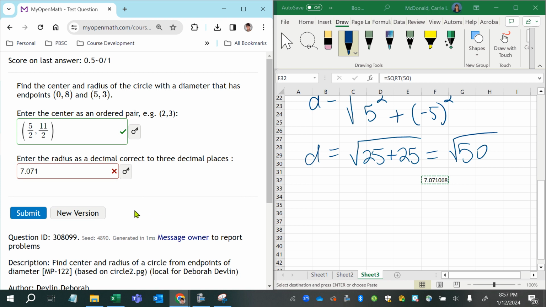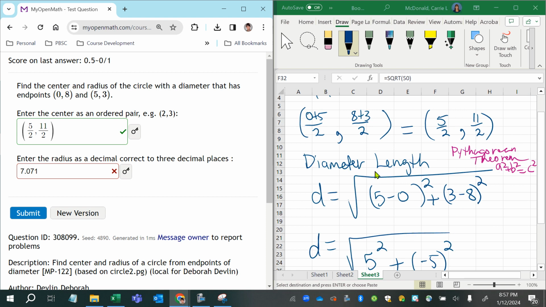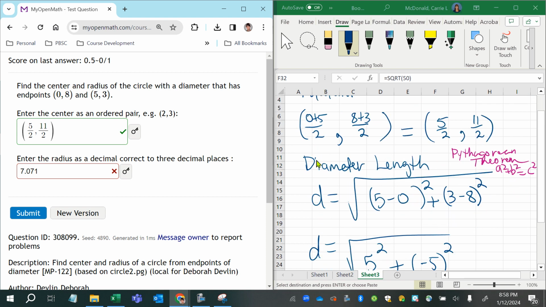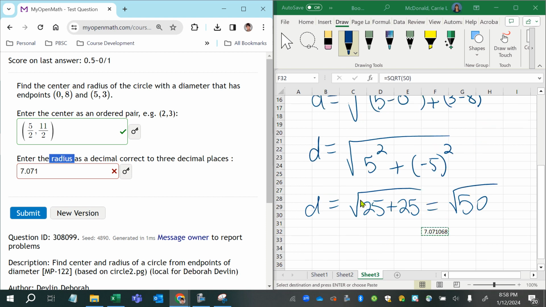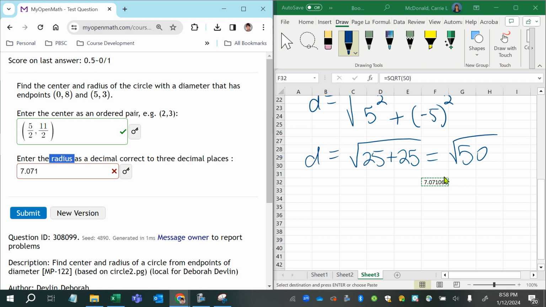Oh, goodness. You know what I forgot to do? I do this a lot. I get ahead of myself and do what a lot of students probably would do as a mistake. I found the distance of the diameter length, right? But don't forget, we talked about the radius being half of that distance. So we need to take this answer and divide it by 2.